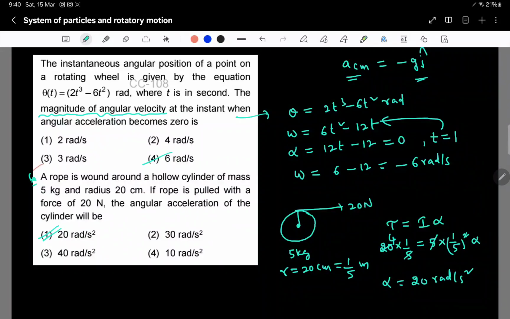Torque tau equal to I into alpha. Torque is force into perpendicular distance. Force is given as 20 newtons. Perpendicular distance converted into meters is 1 by 5.